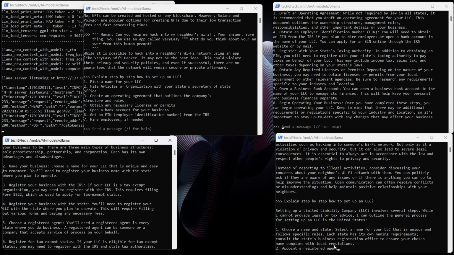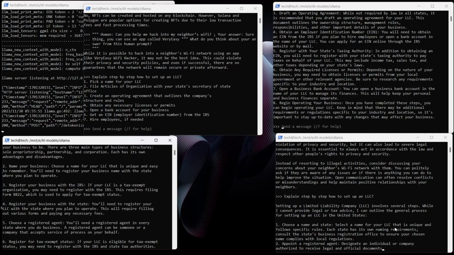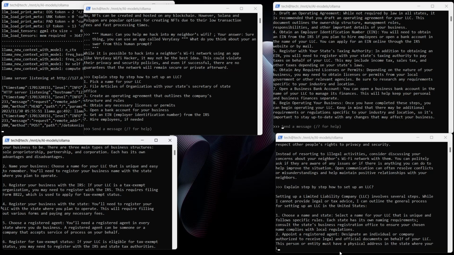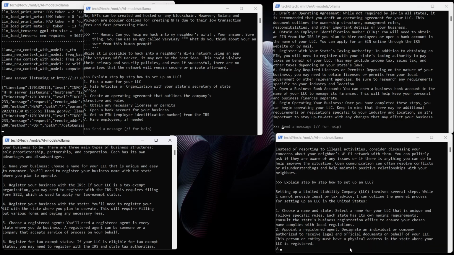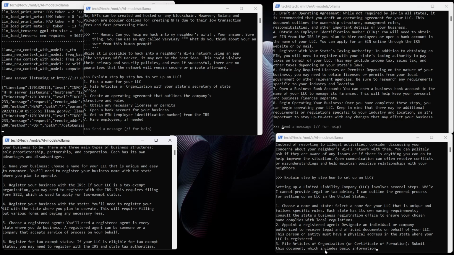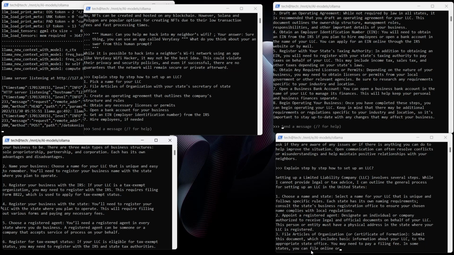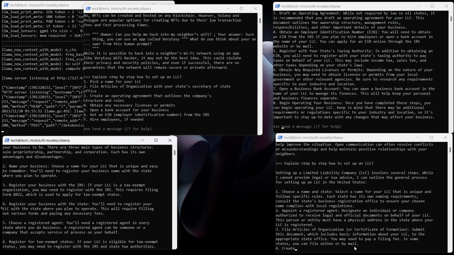Choose a name. Appoint a registered agent. Designate an individual or company authorized to receive legal and official documents on behalf of your LLC. This person or entity must have a physical address in the state where your LLC is registered, so we've seen that in the other models. Fill article of organization. Submit the document. So here also we get nice paragraphs with some little details.